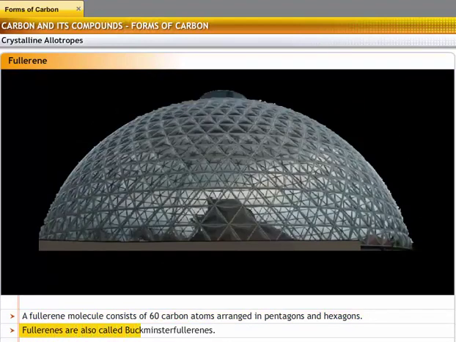Fullerenes are also called Buckminster fullerenes as they are shaped like the geodesic dome designed and built by the US architect Buckminster Fuller.